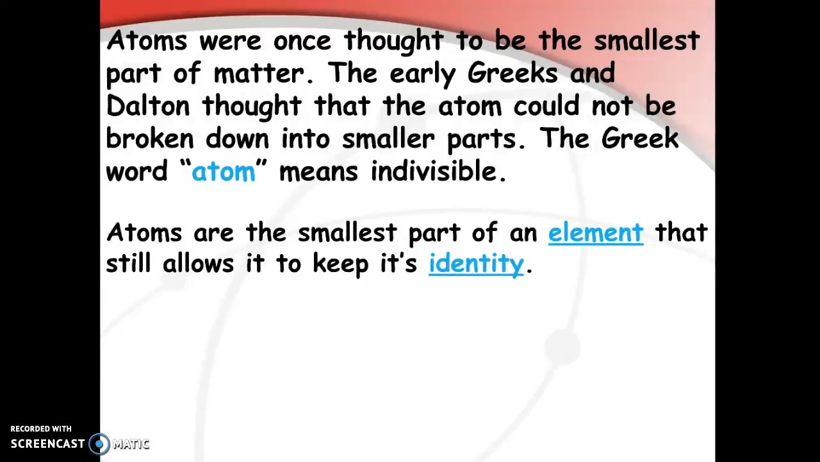We went over what atoms were in the last part of the unit, the history portion, and atoms are the smallest part of an element that still allows it to keep its identity. Democritus did say that everything was made of atomos, which in Greek means indivisible.